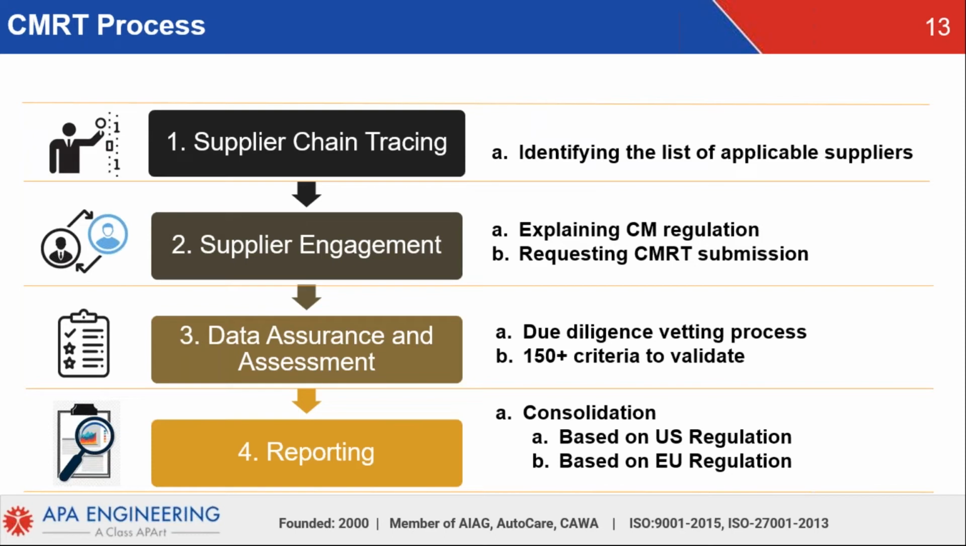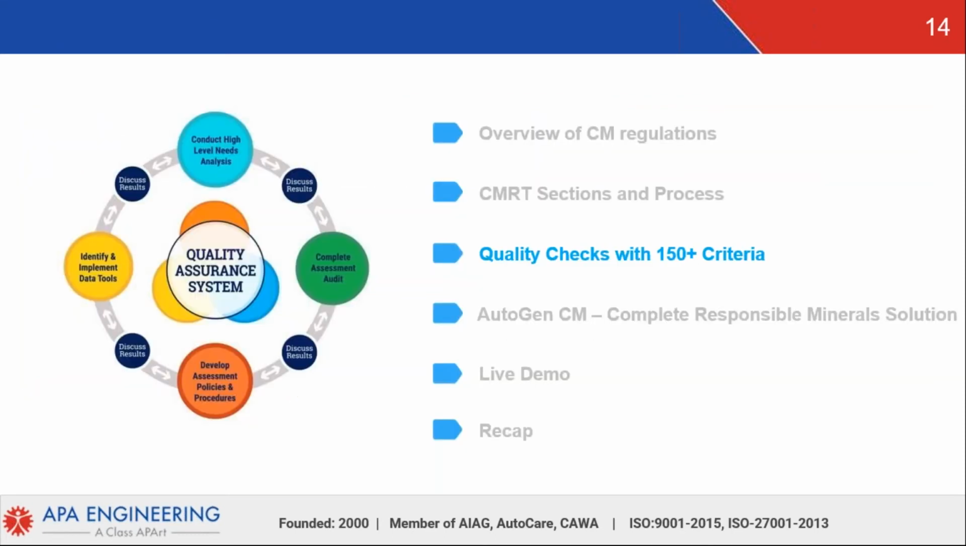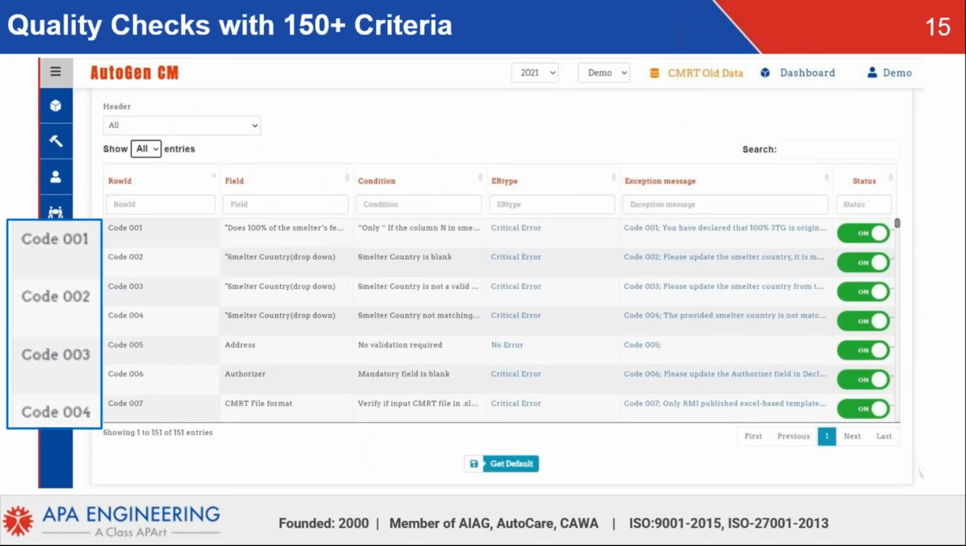Next slide. Now we shall talk a little bit about the quality check criteria of the due diligence, especially that which is implemented in our AutoGen CM software. Next slide.